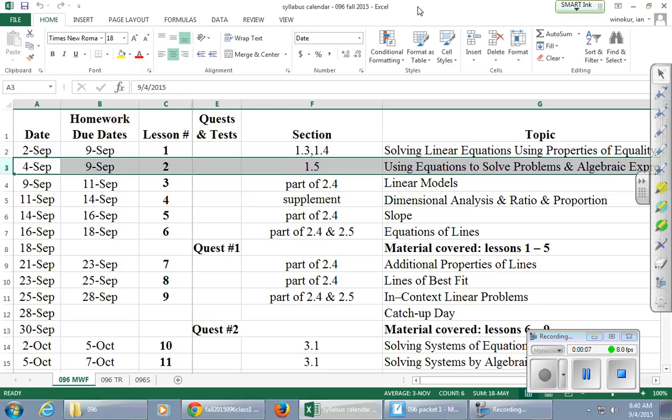Happy Friday. We're going to cover something called lesson number 2, which is using equations to solve problems. Said another way, today is our first day tackling word problems. First of many days talking about word problems.